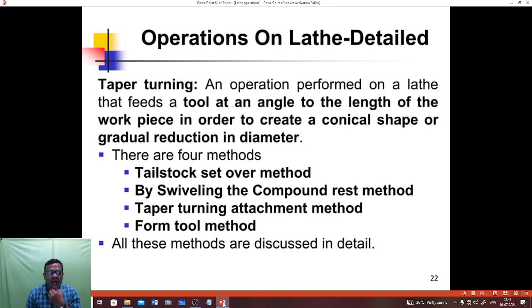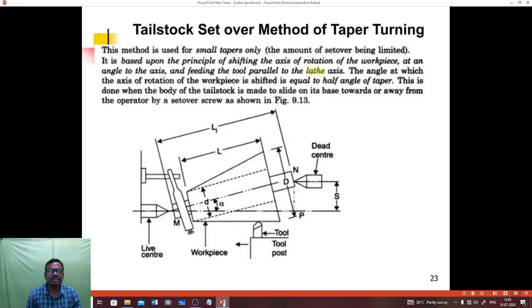Taper turning is an operation performed on a lathe that feeds a tool at an angle to the length of the workpiece in order to create a conical shape or gradual reduction in diameter. There are 4 methods: tailstock set-over method, swiveling the compound rest method, taper turning attachment method, and form tool method. All these methods are discussed in detail. Tailstock set-over method of taper turning. This method is used for small tapers only, the amount of set-over being limited.